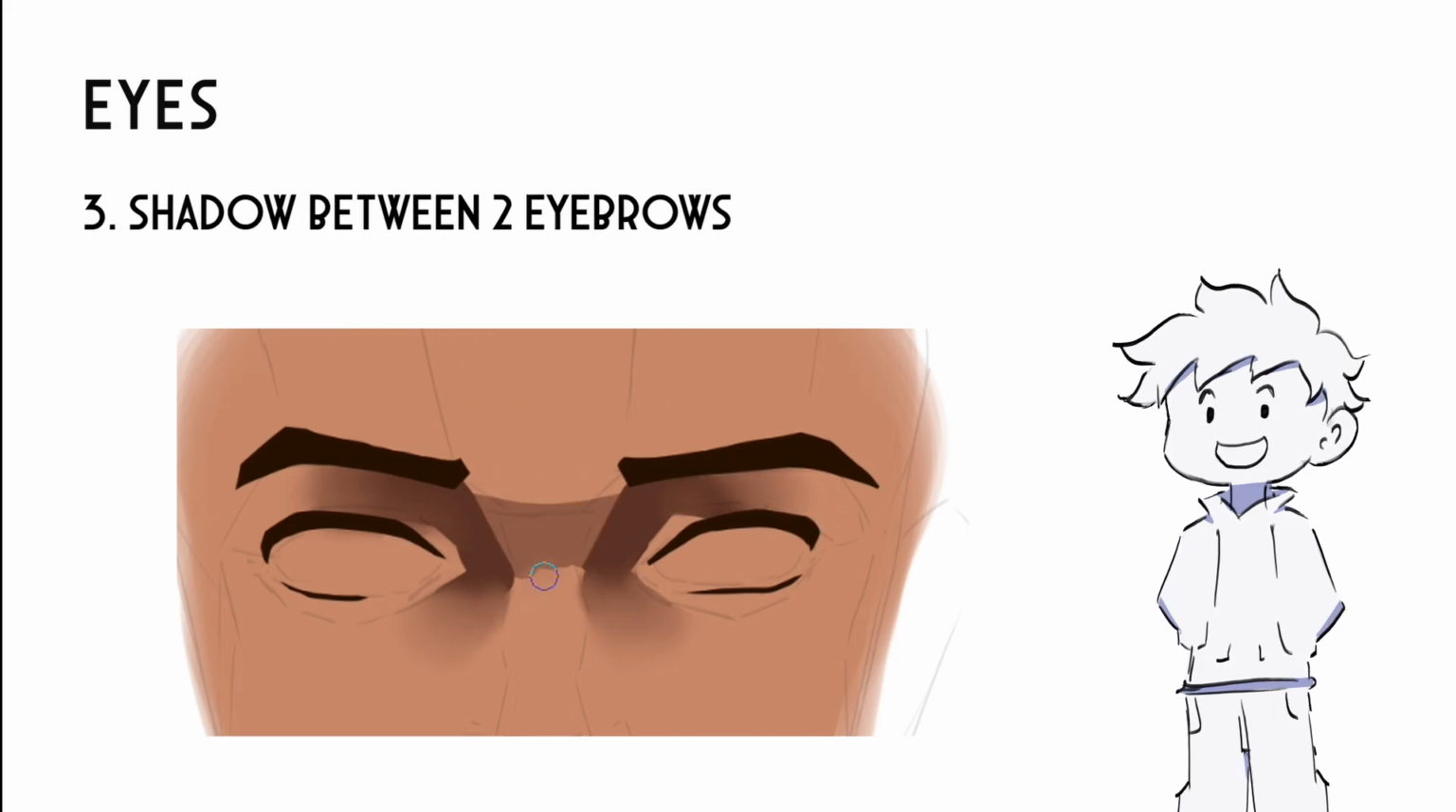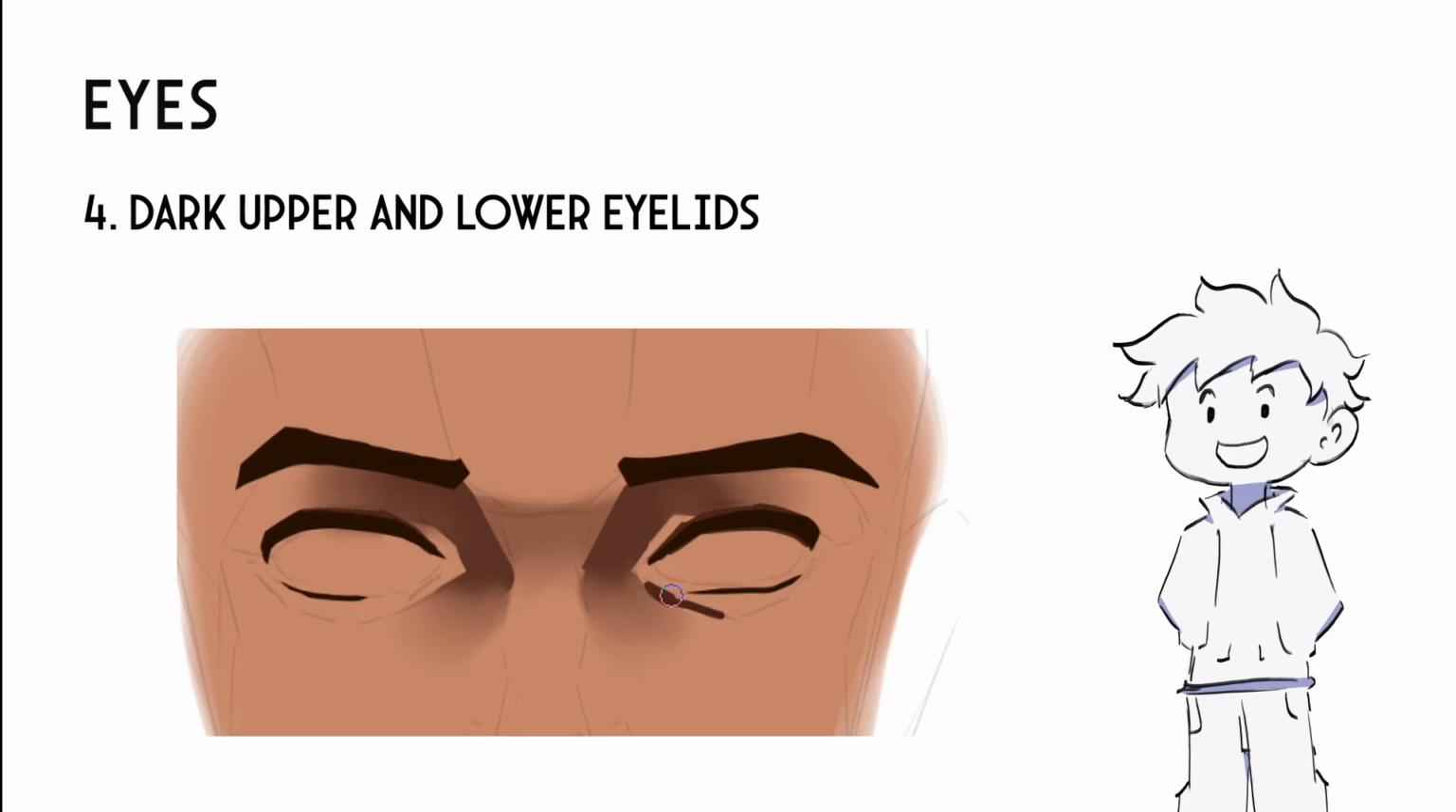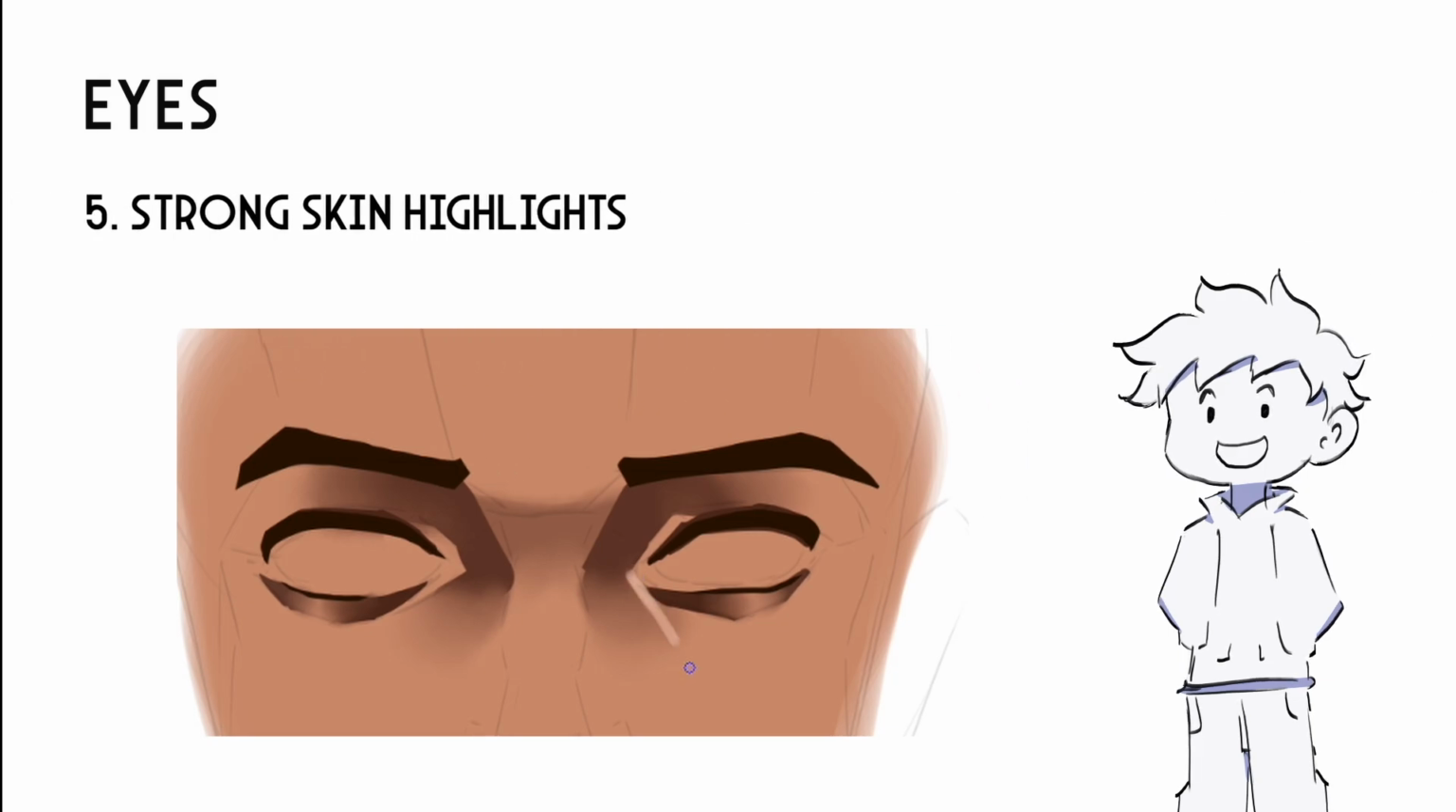There is a lighter shadow between the two eyebrows. Lower and upper eyelids are always accentuated by darkening them further. Strong highlights in the corner of the eyes.